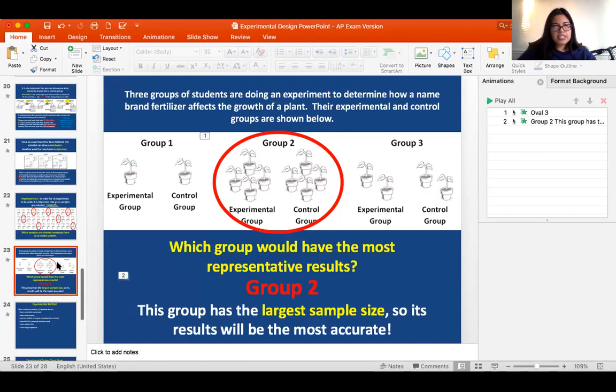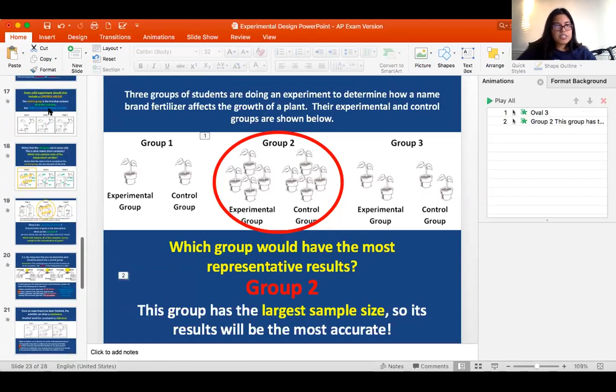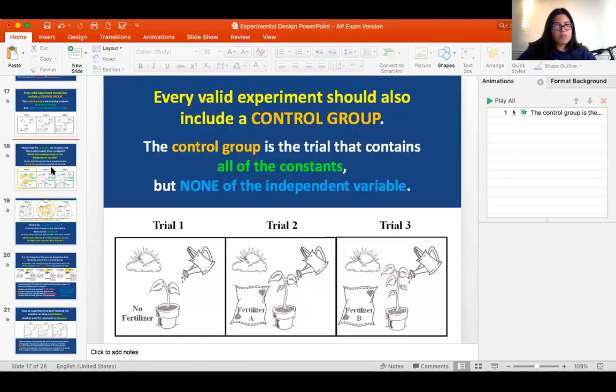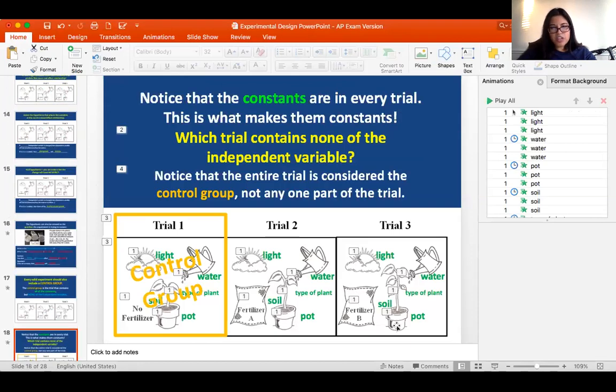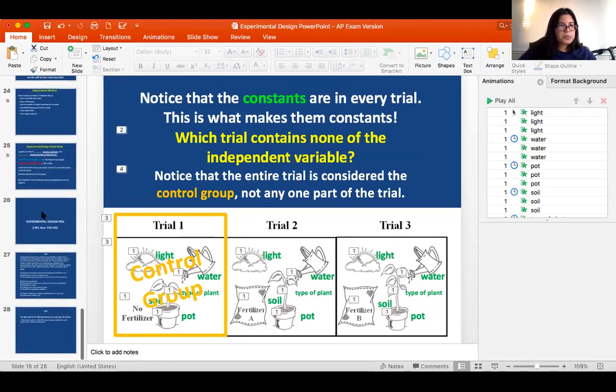And we should have the same result, that fertilizer B would cause the most growth. Therefore, fertilizer B is the most beneficial.